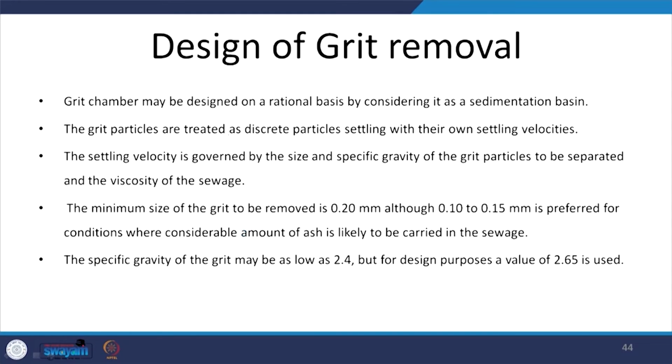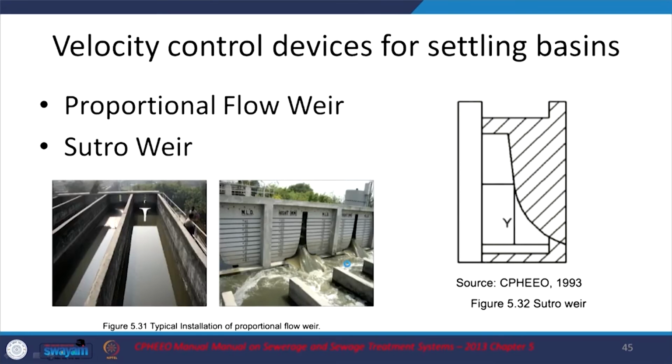So, a grit chamber may be designed assuming that it is a sedimentation basin. Particles are treated as discrete particles, that is why we said discrete settling or type 1 settling, with their own settling velocities. Obviously the settling velocity of each particle will depend on the size and gravity of the particles. And minimum size and such, we discussed this earlier, but we can move on.